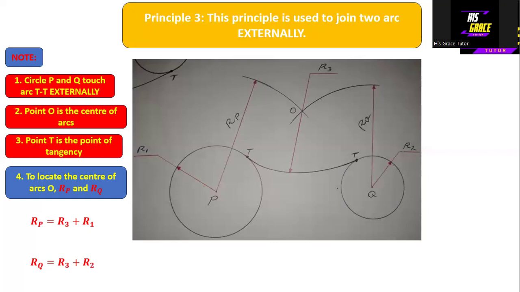Then we take the value of R3, put the pinpoint at point O, and the pencil point of the compass we touch somewhere around here, then we draw this arc. So I believe with my explanation here, you have gotten it. So just go on and practice it.